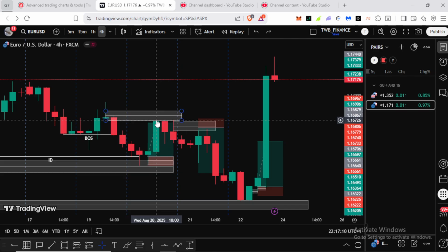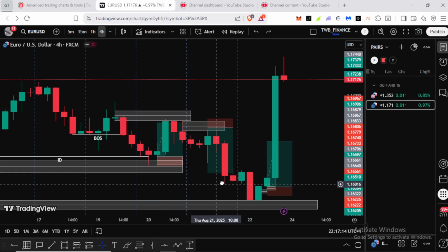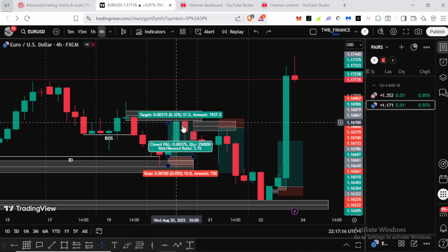And you can see what happened. Price is on 37 pips. I took 37 pips here. Boom, I went out of the market. I took profit immediately. I didn't even waste time.